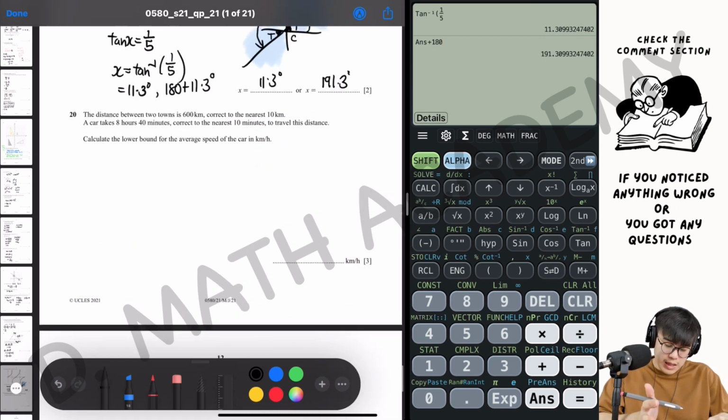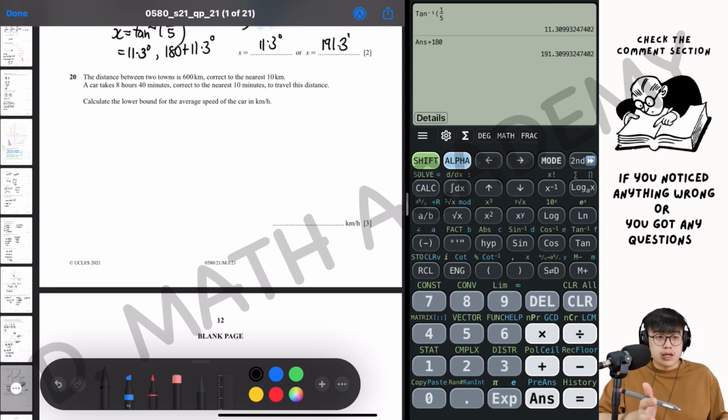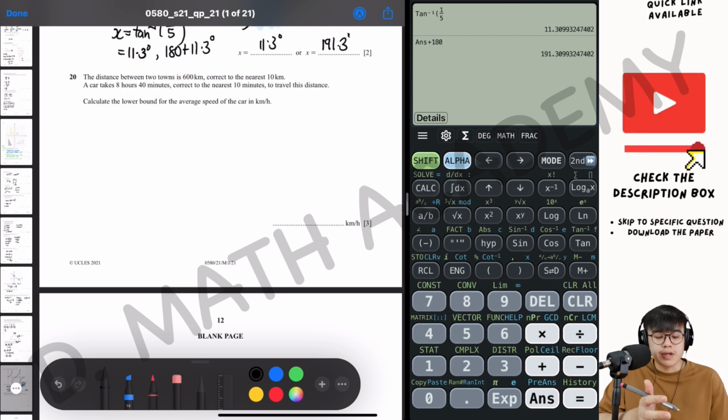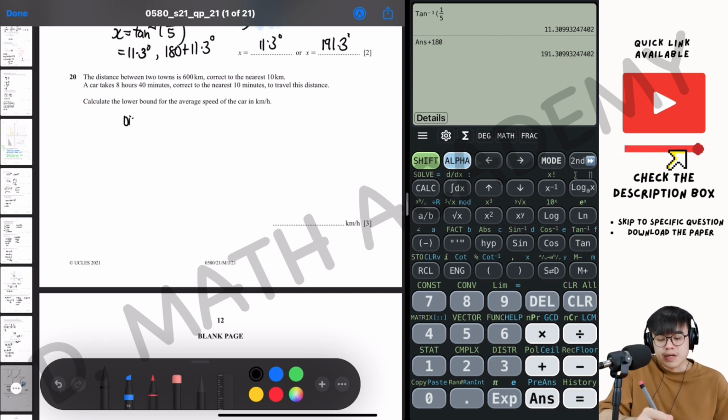Okay, let's go on to our last question. The distance between 2 towns is 600 kilometers, corrected to the nearest 10 kilometers. The car takes 8 hours and 40 minutes, corrected to the nearest minute. Find the lower bound of the average speed for this travel. Lower bound for speed means our time needs to be longer and distance should be lesser, so that you can get the lower average.